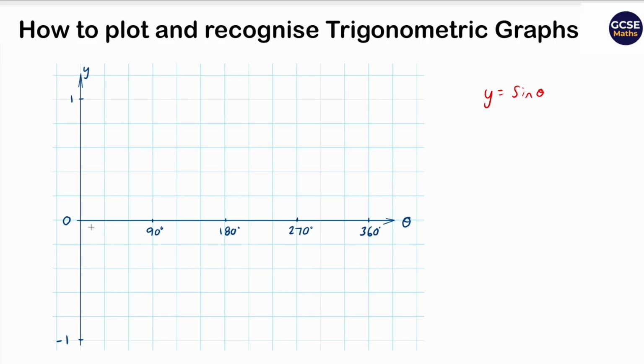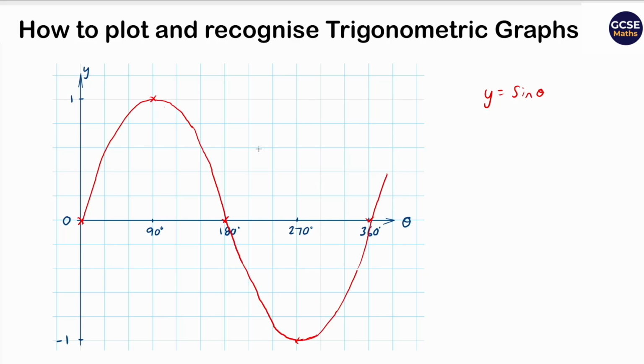So let's put 0 into this. The sine of 0, if you put it in your calculator, is 0. Next one to put in is 90. So sine of 90, you are going to get 1. Then the sine of 180, you're going to get 0. The sine of 270, you're going to get minus 1. And the sine of 360, you're going to get 0. Now all we need to do is draw a smooth curve through those points. So that is the sine curve drawn.